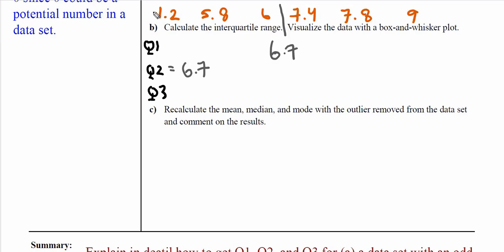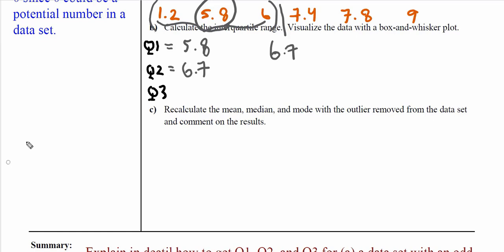Now, if you consider, for example, this side right here on the left, the lower half of the data set, we do need a median. The median of the lower part of the data set will be Q1. So if we look at this part right here, we do have an odd amount of data set numbers. And so our middle number will be the first quartile value in this case.